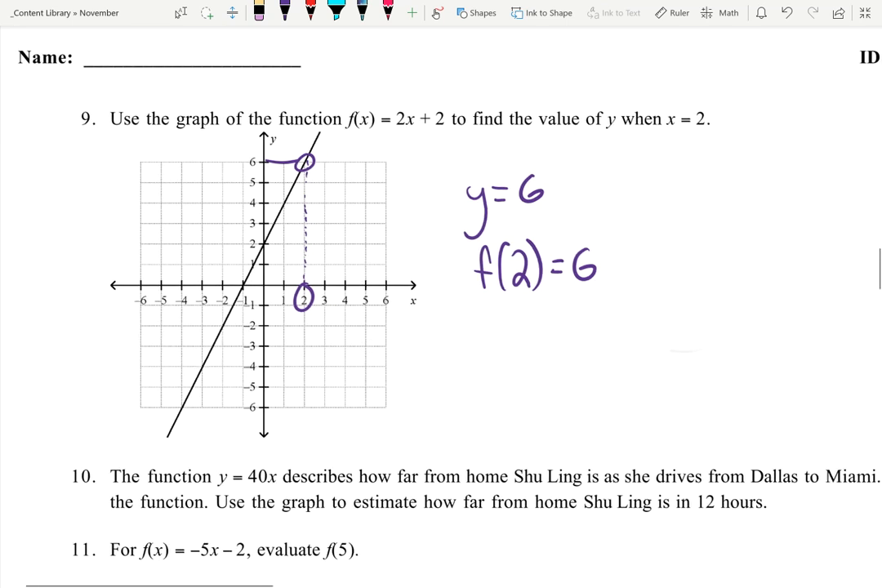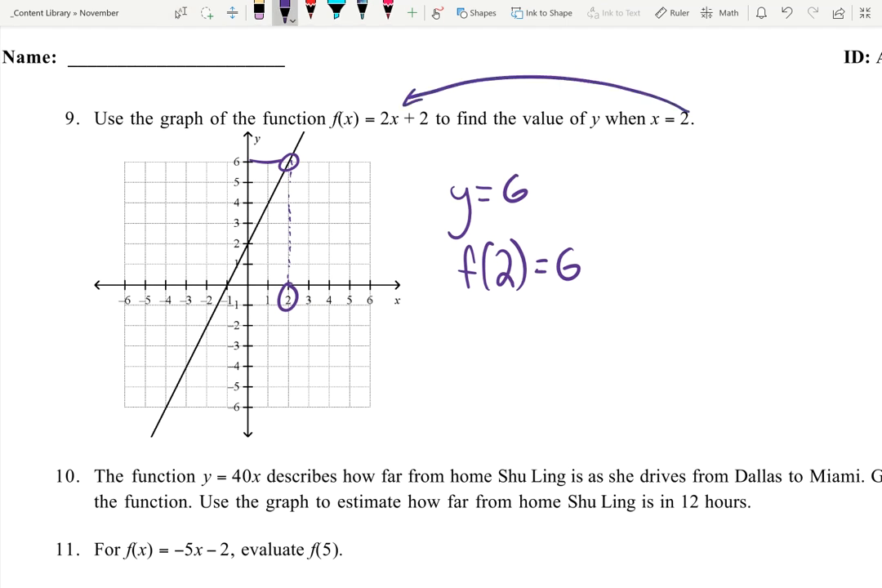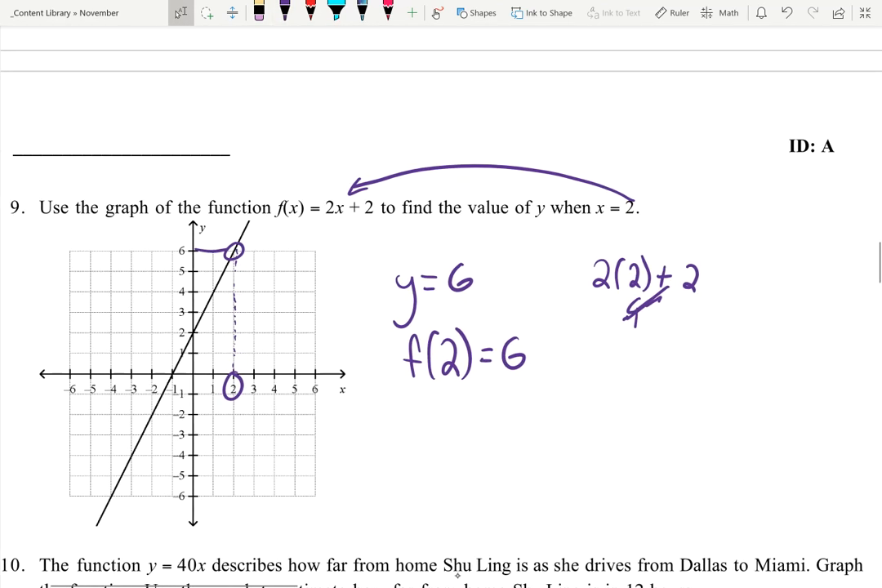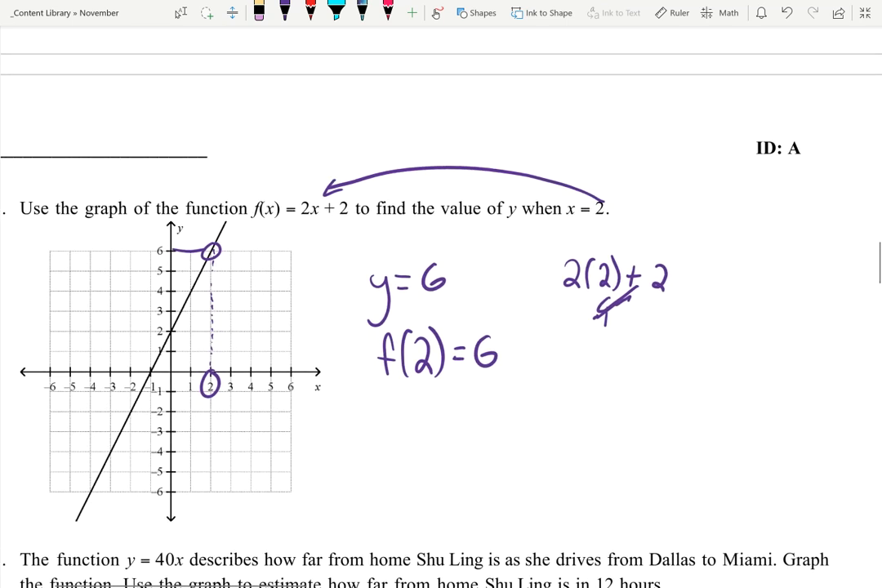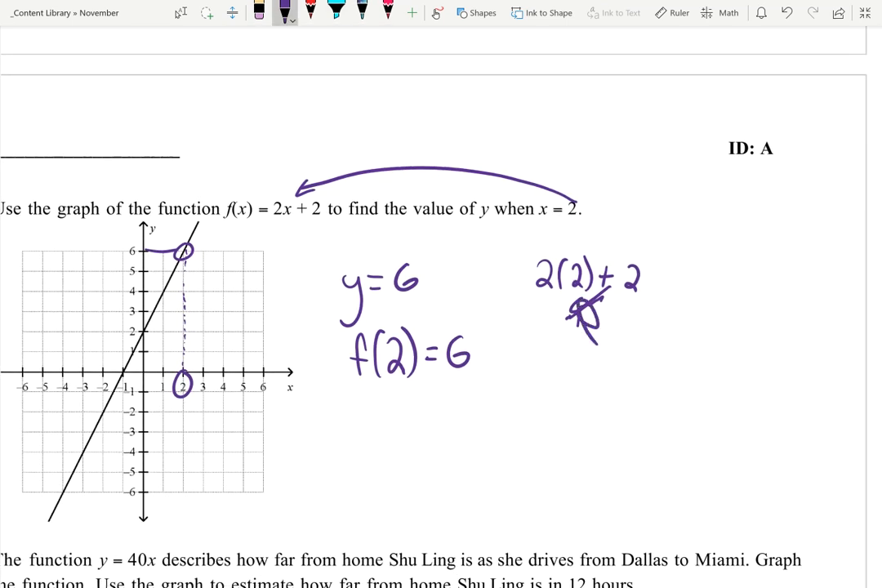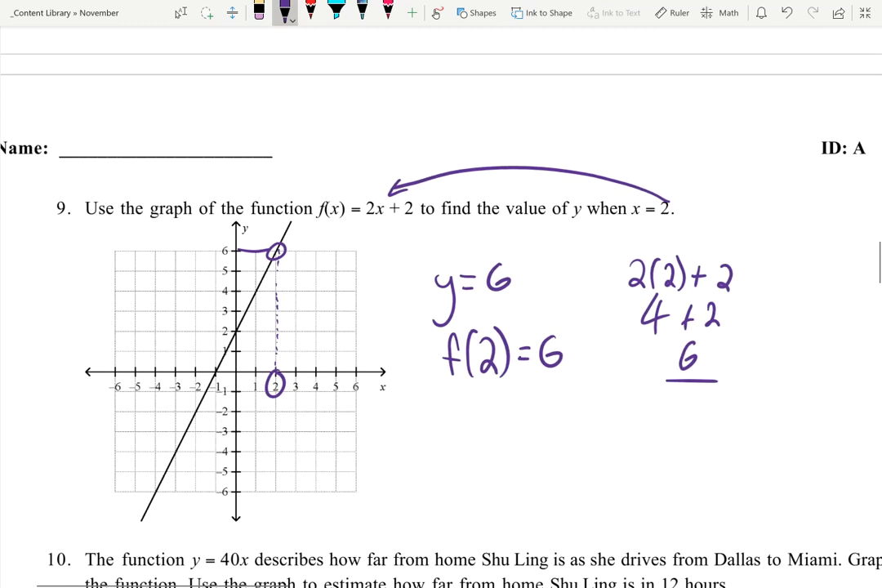You can also find this out by plugging in 2. That's a little more work, but you have the graph already, so you might as well just look at the graph. But yeah, if you plug it in, 2 times 2 plus 2 is 4. 4 plus 2, which makes 6. I can't erase it anymore, so I broke something. Okay, there we go. 4 plus 2, which still equals 6. Either way, you can plug it in or just use the graph.